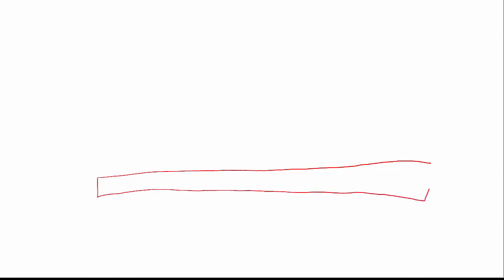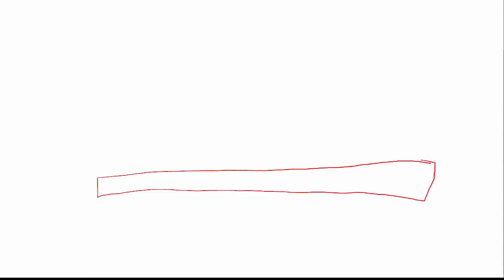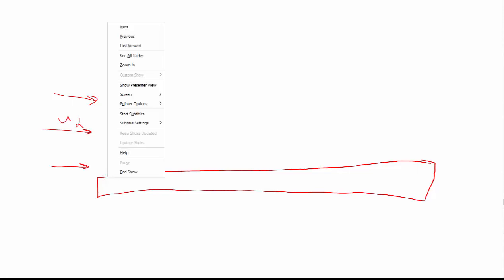Consider a flat plate. The fluid stream velocity is like this. Before entering the plate, at the entrance, the profile is like this.